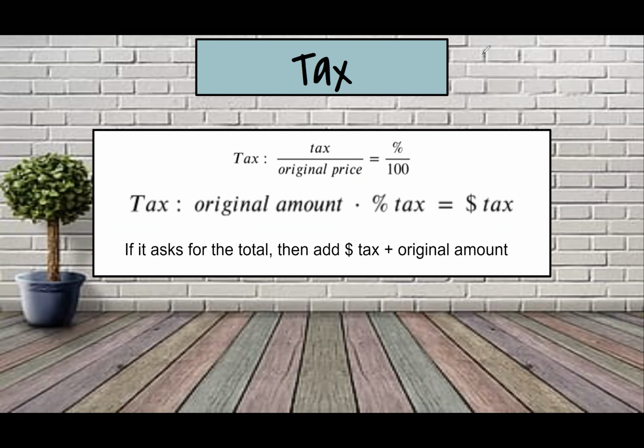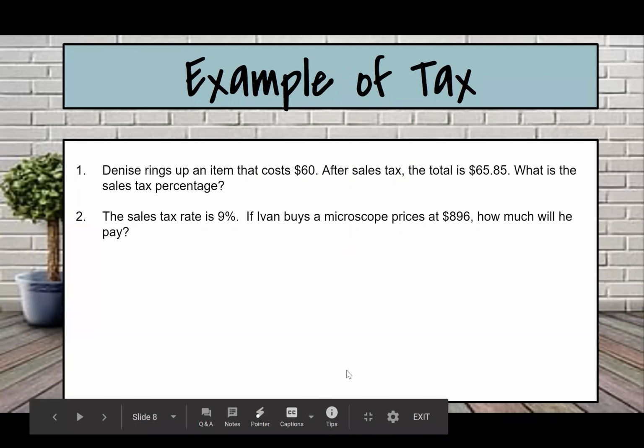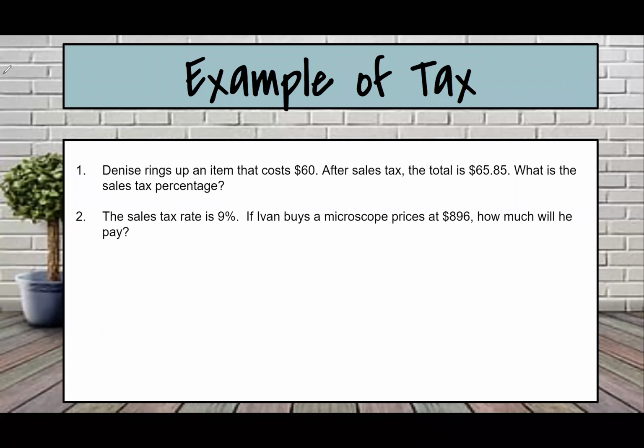So we're going to go ahead and work on the first thing here. Okay, so we have some examples. Pull up my pen so I can write on the screen for you all. Okay, so for the first example, number one, Denise rings up an item that costs $60. After sales tax, the total is $65.85. What is the sales tax percentage? So on this, I'm going to write number one right here so you know which one I'm working on.